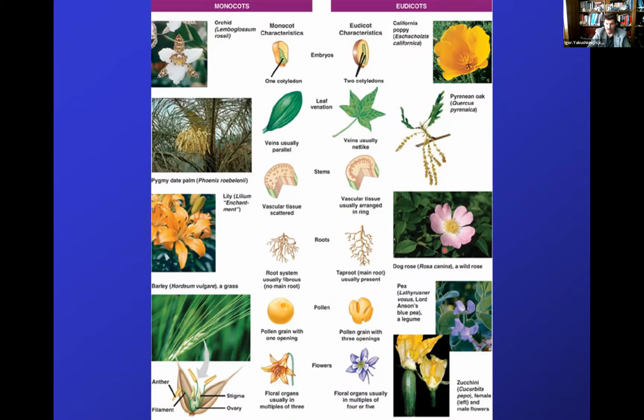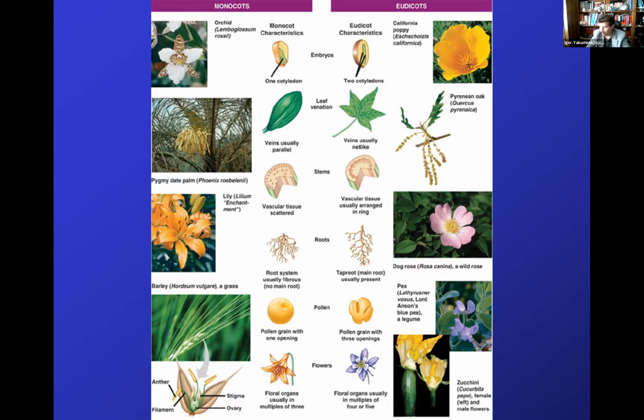So let's say here we have a dog rose, the wild one. 1, 2, 3, 4, 5 petals. If it's 5 petals, most likely we're looking at a dicot. And then we're looking at the leaves, and we see that it has non-parallel venation, so it's definitely a dicot. Make sense? All right, so we'll finish that particular PowerPoint.